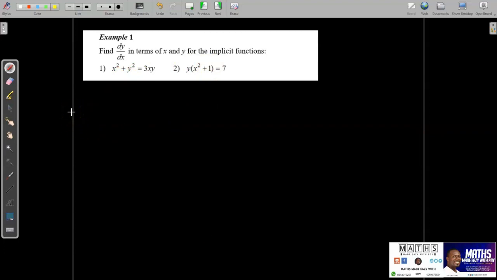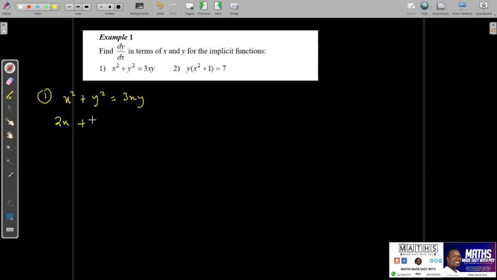So number 1 is here. We have x squared plus y squared equal to 3xy. We are differentiating with respect to x, so we need to do it term by term. This is x squared. When you differentiate x squared, what do you obtain, please? 2x. We have 2x. Good. Then when you differentiate y squared, what do you obtain? 2y.